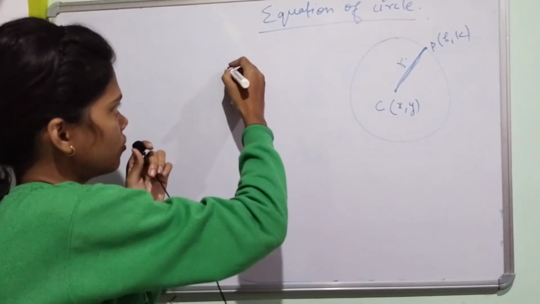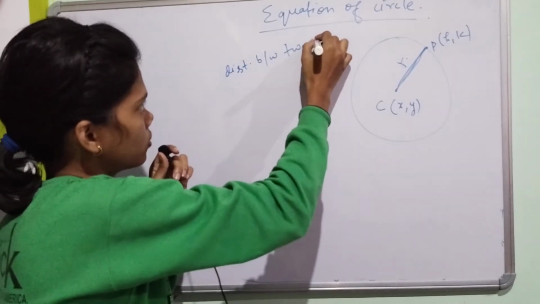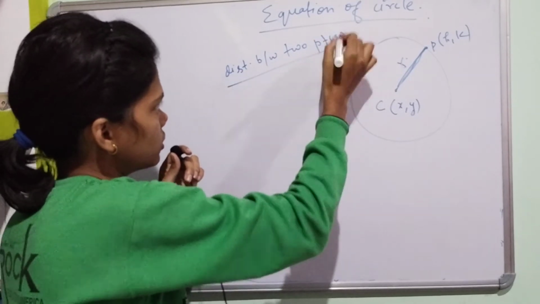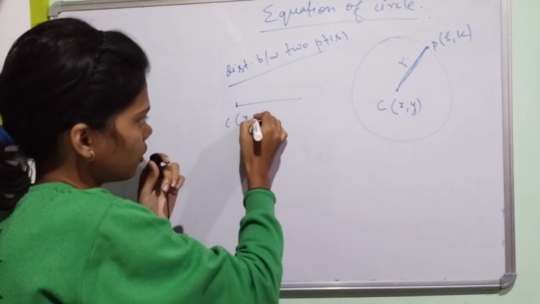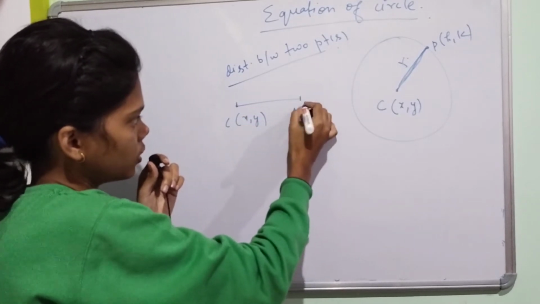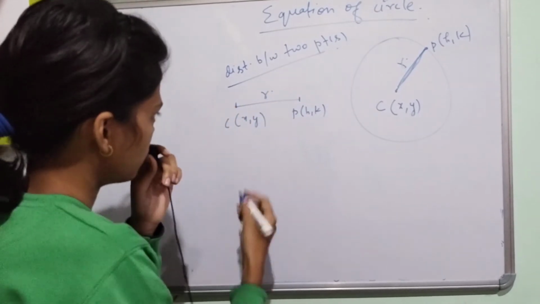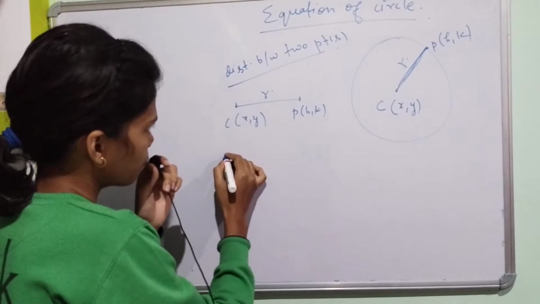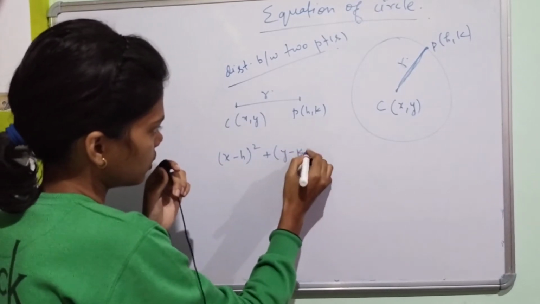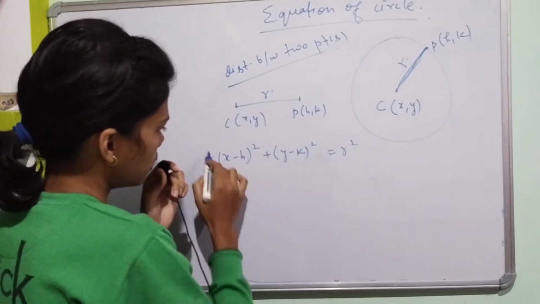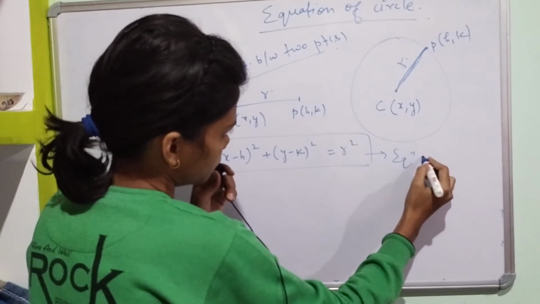So we are using the formula of distance between 2 points. Suppose this is a point c which is x comma y, and this is a point p which is h comma k, and the distance is r. So by using distance formula we can say x minus h whole square plus y minus k whole square equal to r square. This we get, and this is the equation of locus.